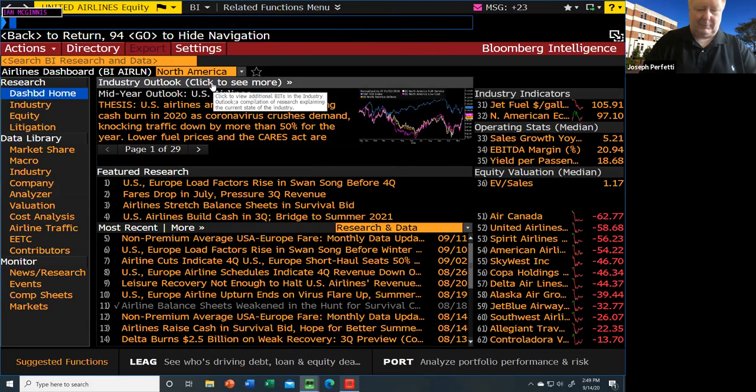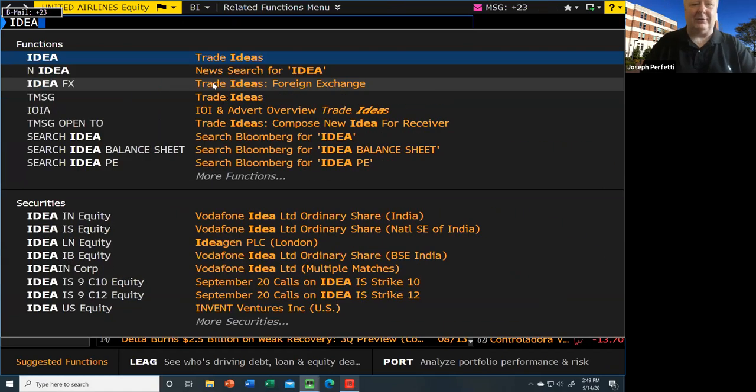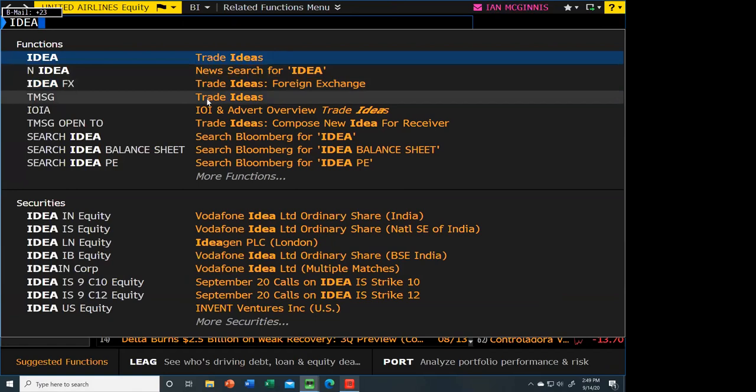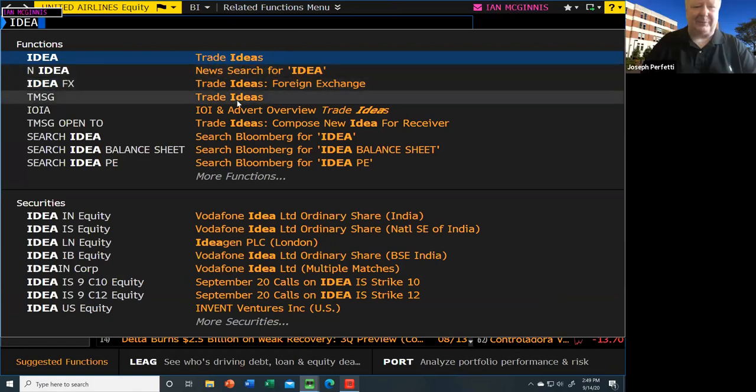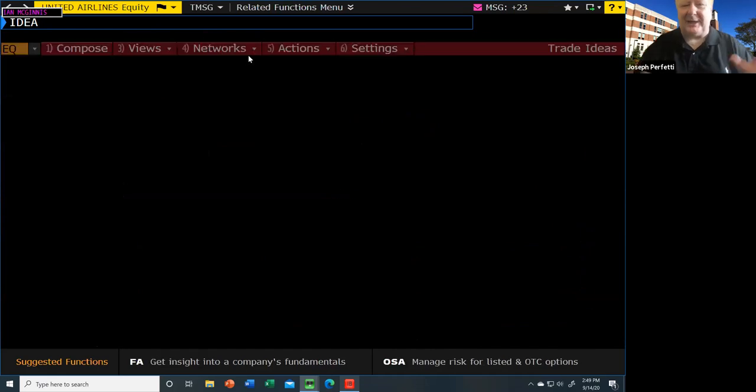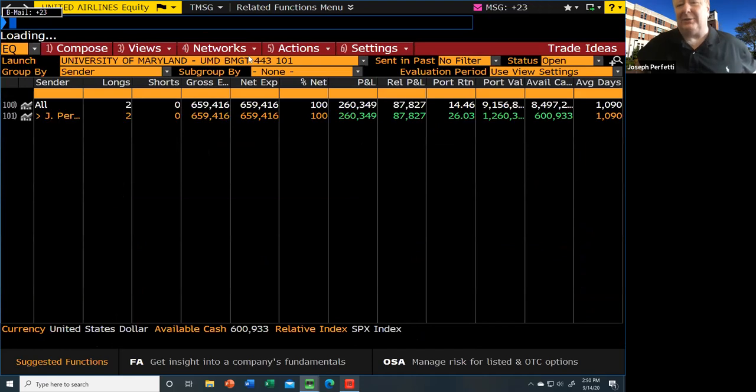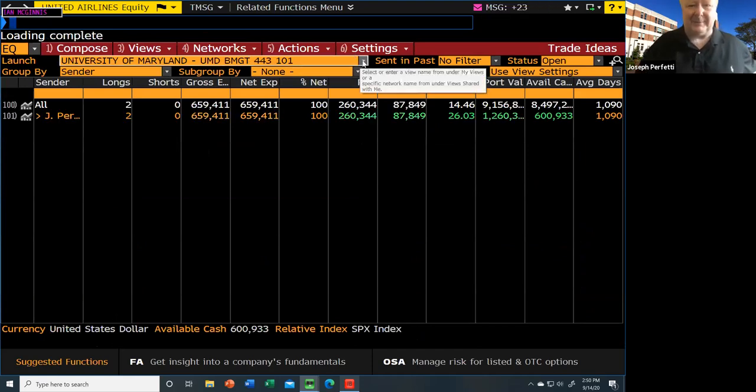And the way you get access is there's 2 codes, IDEA or TMSG. That's how you get to the Bloomberg Trading Challenge, IDEA or TMSG. Now, if you go there, you won't see anything because unless you have access, you won't be able to do anything. So what's about to happen is I'm going to create our class.